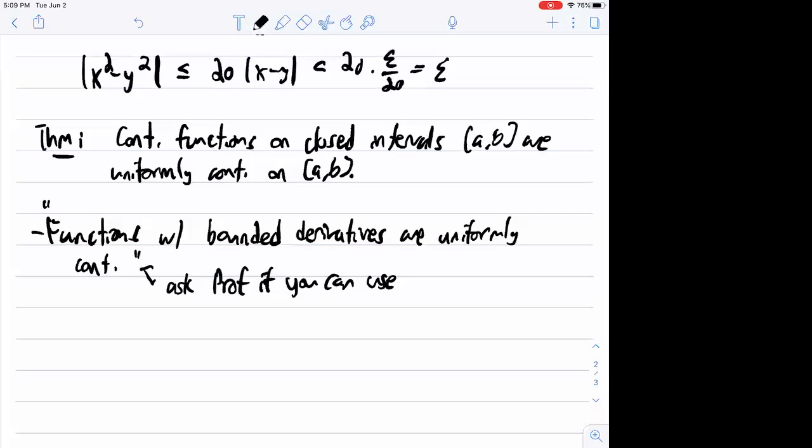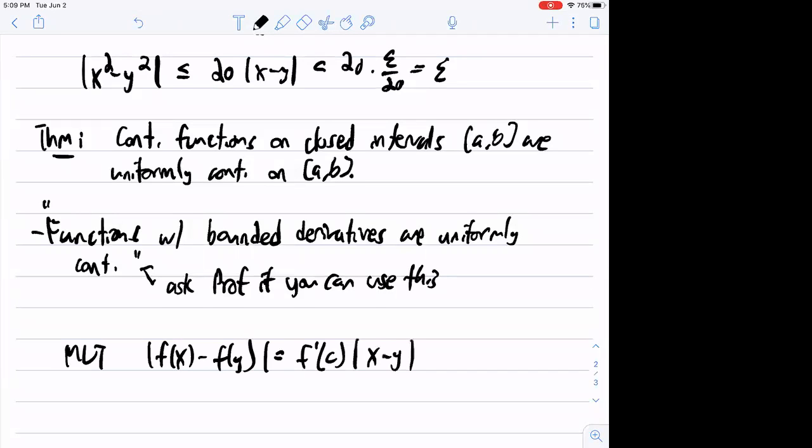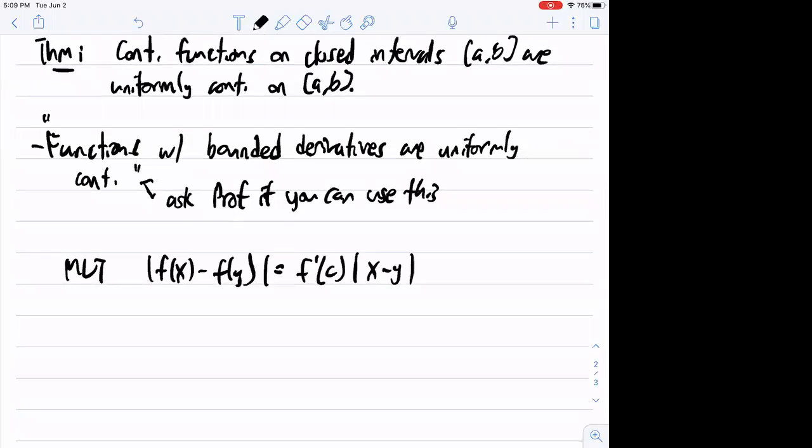we never really define derivative, right? I mean, we only define a continuous function and uniformly. We never reached the chapter for derivatives yet, right? But the idea is, but you all know this, right? So the idea is like MVT, right? It basically says f of x minus f of y is equal to f prime of some value c times x minus y, right? So this is MVT, right?